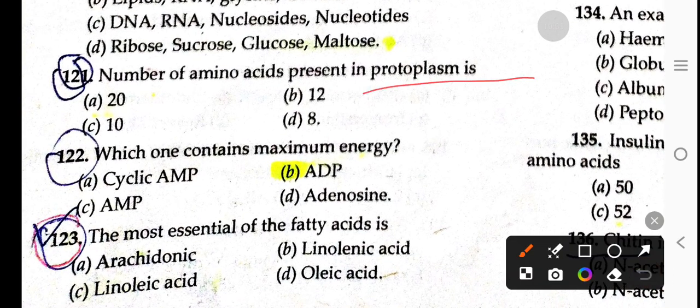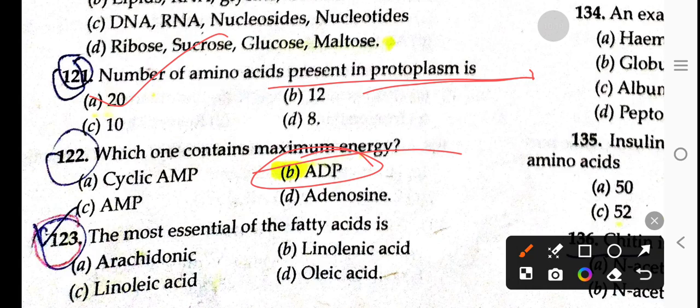Next, the number of amino acids present in protoplasm. So they are 20 amino acids. Option A is the right answer. The number of amino acids present in protoplasm is 20. Which one contained maximum energy? So it is ADP, adenosine diphosphate.